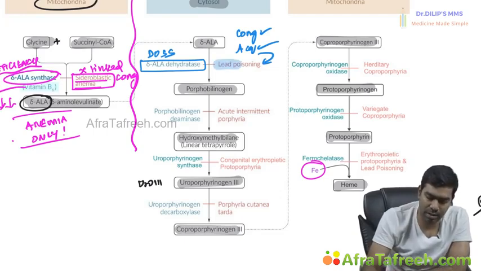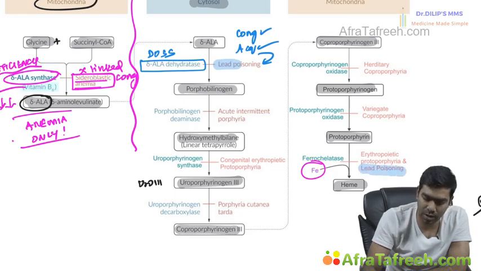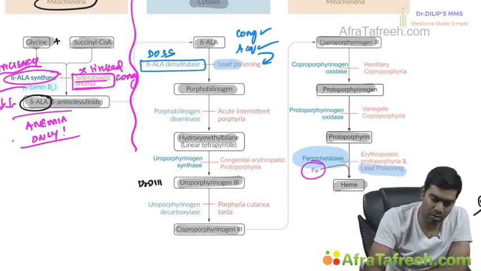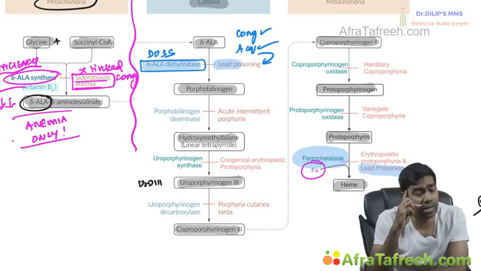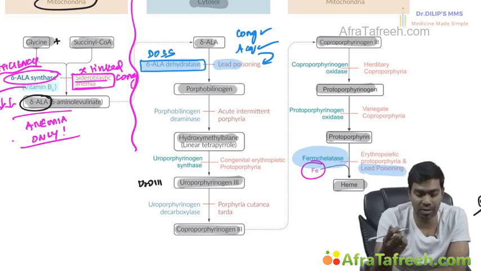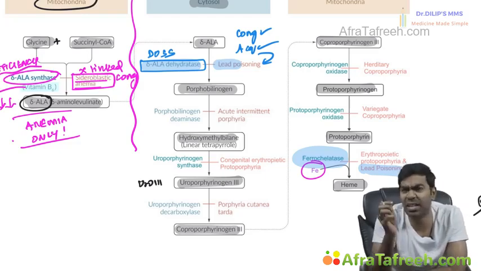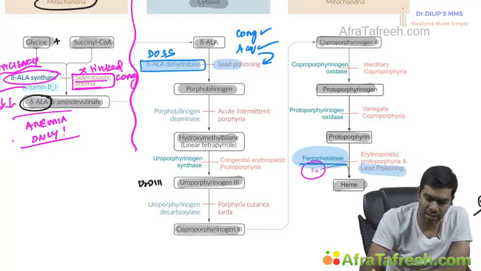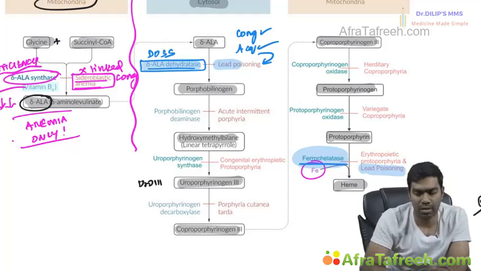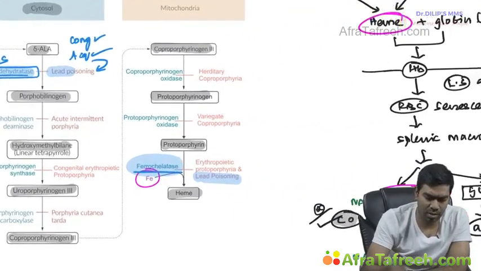And you can see two areas the lead poisoning is going to affect. I can write lead poisoning here, and again lead poisoning is going to denature the ferrochelatase enzyme, and it's also going to denature the ALA dehydratase enzyme. Why does lead typically affect the ferrochelatase and ALA dehydratase enzymes? The reason is quite simple.